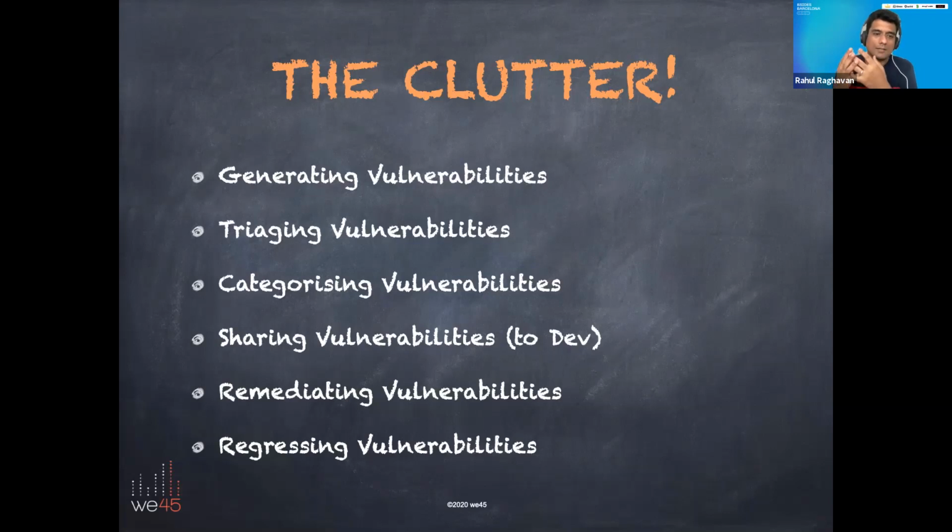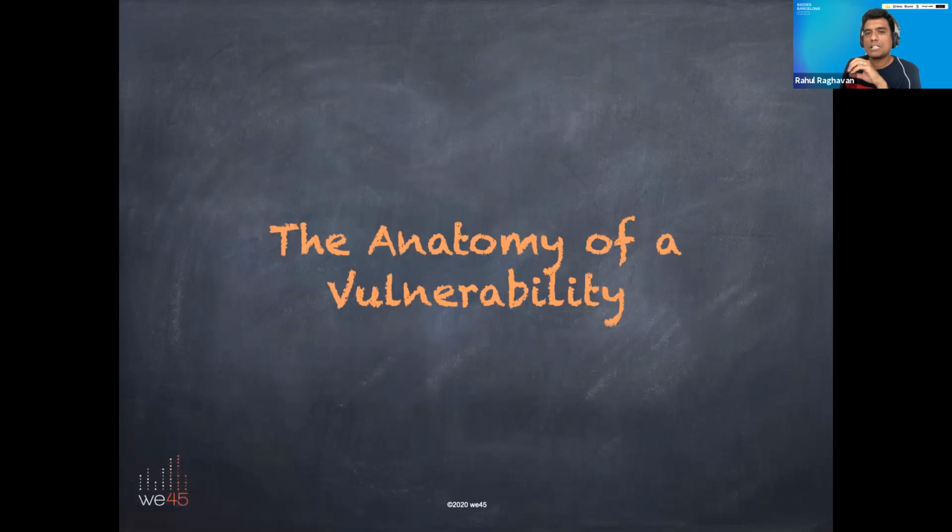And this clutter is probably the most significant reason that prevents product and security teams from bridging that proverbial gap between the ideal and the practical of DevSecOps, and from increasing what we like to call the secure product throughput. So let's dig a little further into this clutter. But before we do that, it's essential that we understand the anatomy of a vulnerability. What do we mean by a vulnerability, right?